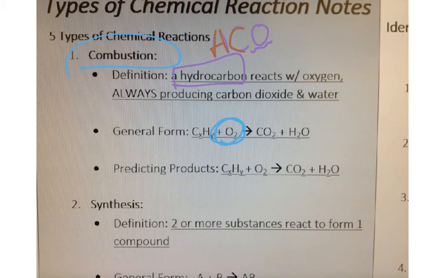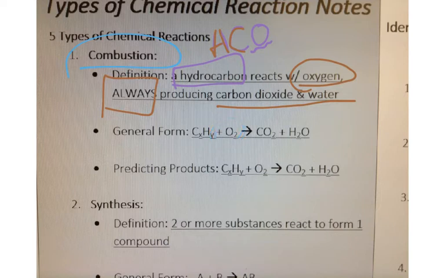And what happens is that they react with oxygen, and you will always, always, always produce carbon dioxide and water. So any combustion reaction that we run across, your products 100% of the time will be carbon dioxide and water. So the general form that we'll be asking you to know is that, oh, I see this hydrocarbon. These X's and the Y's just represent any number.